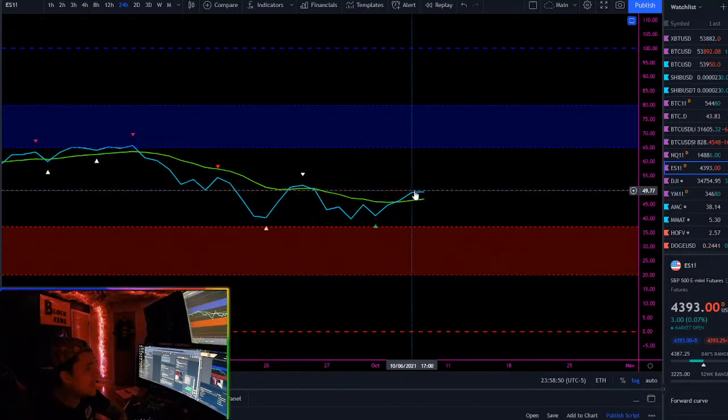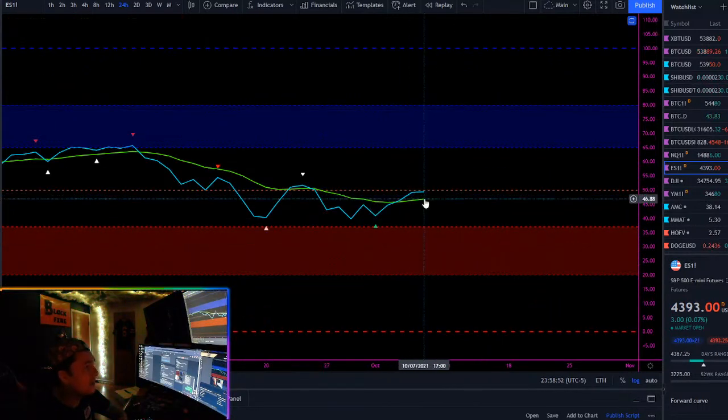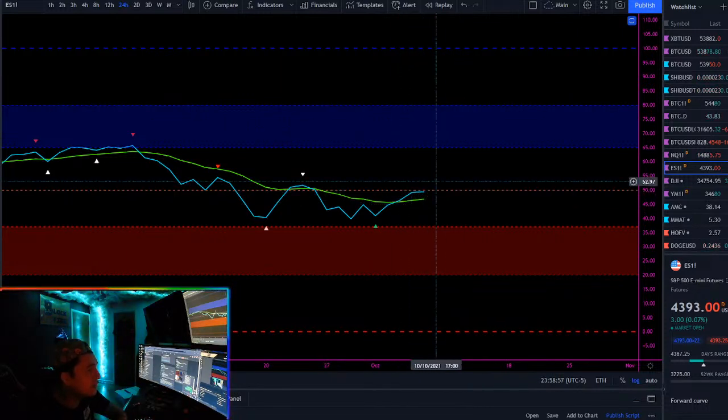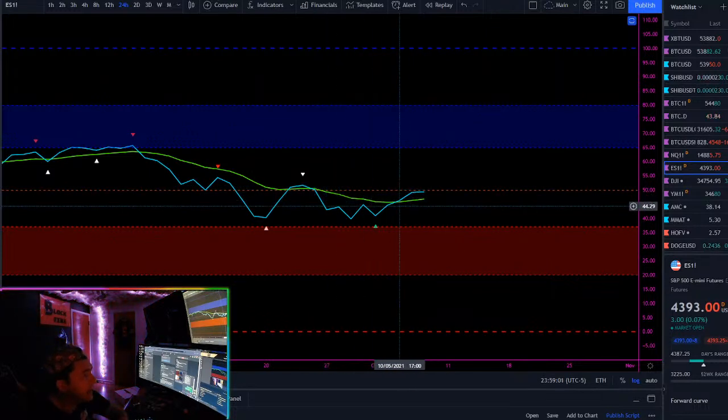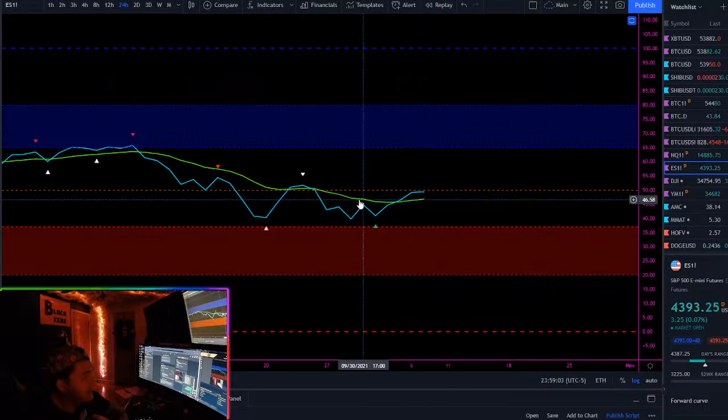RSI flatlining against the 50 read here. I don't look at that as a bullish signal until at least we break the 50 read. That'll be our signal here potentially for a buy signal. I do like the positive slope on the exponential right now. That does signify a little bit of a lift of momentum from a moving average perspective here.